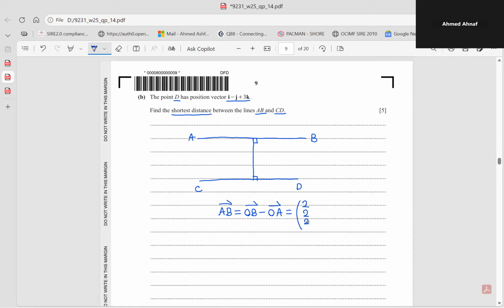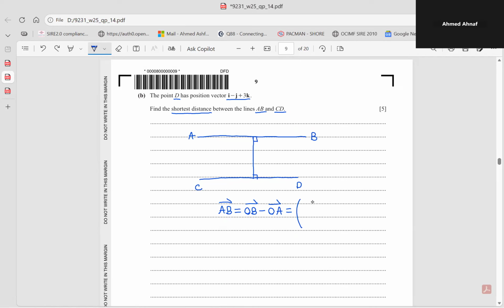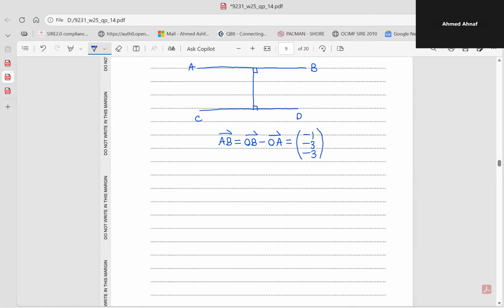Oh wait, we already found AB. What am I doing? Sorry. Okay, whatever. So AB is -1, -3, -3. And CD is what we haven't found. So CD is OD minus OC.